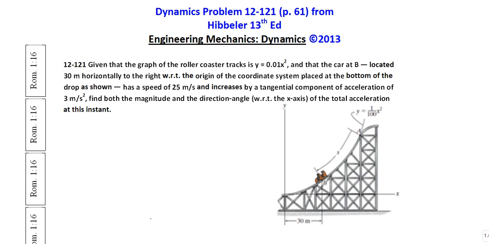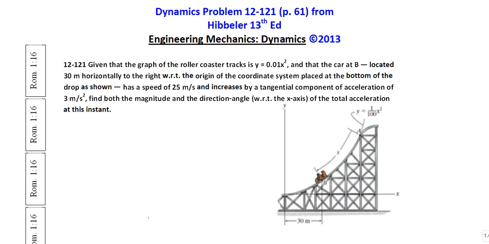And basically you have a roller coaster as pictured here. The track of that roller coaster is a parabola. It is given by the graph y equals 0.01 times x squared. And you have a drop going from point A down to the point of interest for us, point B in this particular problem. Point B, as you can see, is located 30 meters horizontally to the right of the origin. The origin is placed at the bottom of the drop there, as you can see.